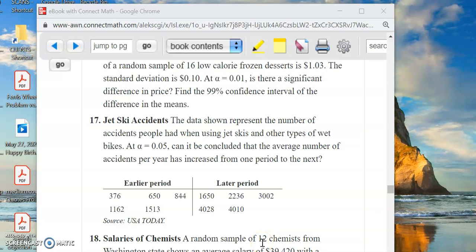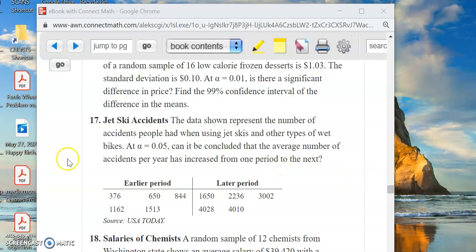Okay, ladies and gentlemen, I'm going to do the Chapter 9 quiz, problem number 17. Now, as you know, the quizzes are the homework. So this is the homework problems from Chapter 9, problem number 17. Let's take a look here. We got the jet ski accidents. This is some data that they are giving us.